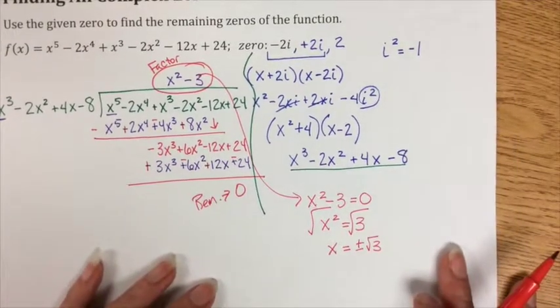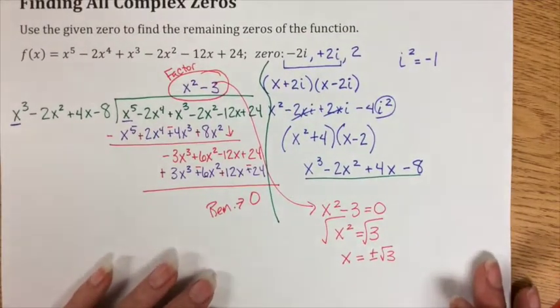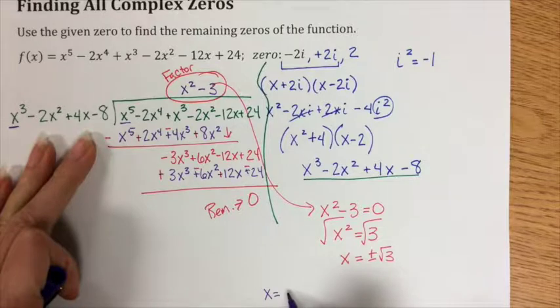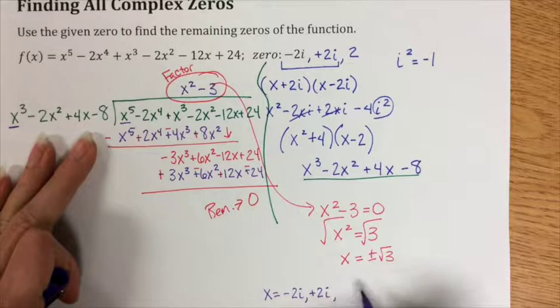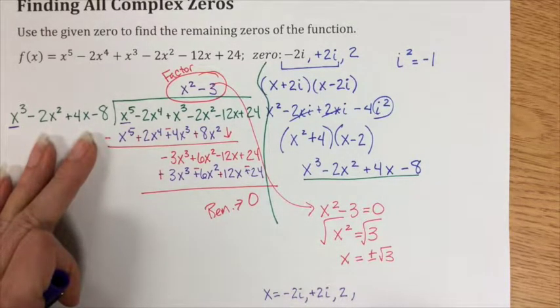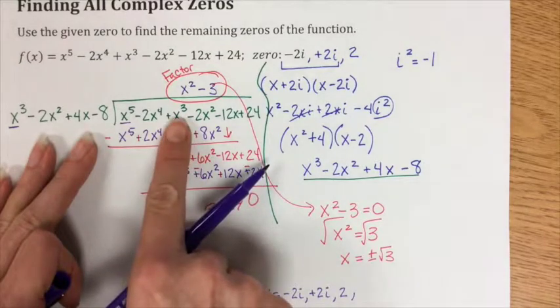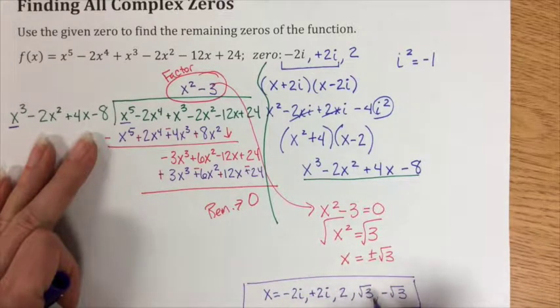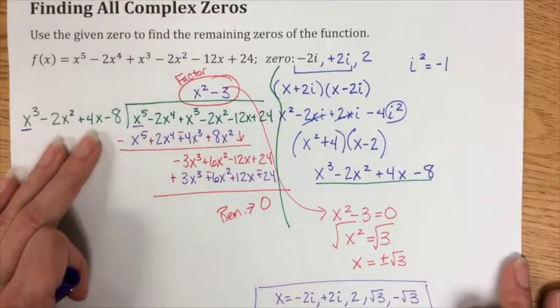Okay, so how many zeros should we have? We should have 5. Let's list them for our final answer. X equals. Now they gave us negative 2i, which means we know we have positive 2i. We found in our calculator positive 2. We multiplied all 3 of those factors together and used long division to find this final quadratic, and we solved it for positive square root of 3 and negative square root of 3. So we ended up finding 1, 2, 3, 4, 5 zeros for a 5th degree polynomial.